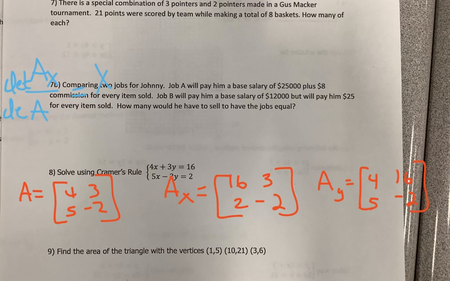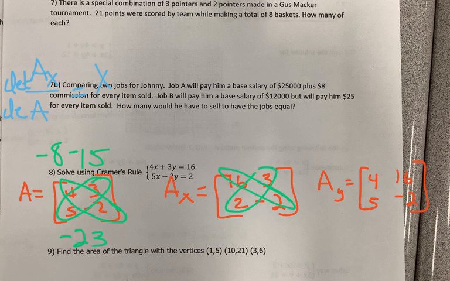So if I do the determinant, remember it goes like this. It goes negative 8 minus 15. So that determinant is negative 23. This one here is negative 32 and 6 minus 6. So that's negative 38. So that makes x equal to negative 38 over negative 23, which the negatives cancel out.